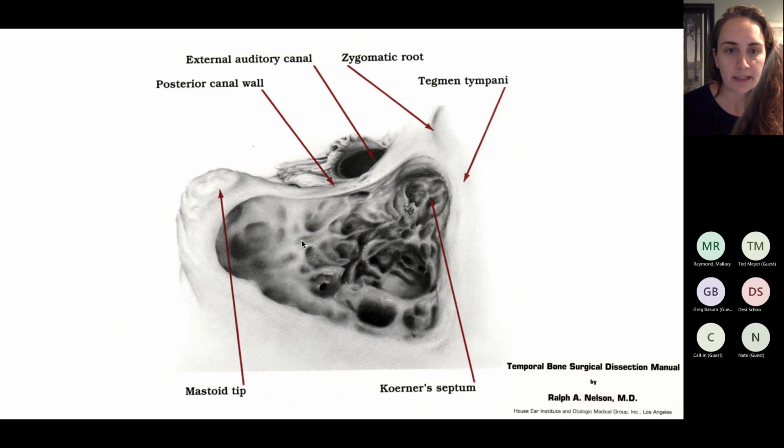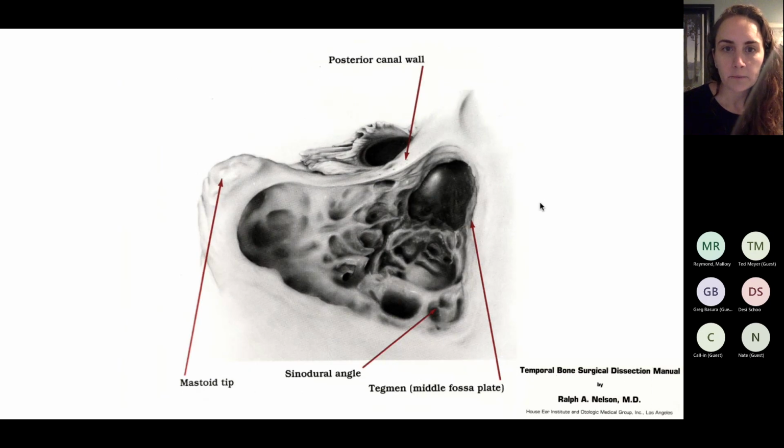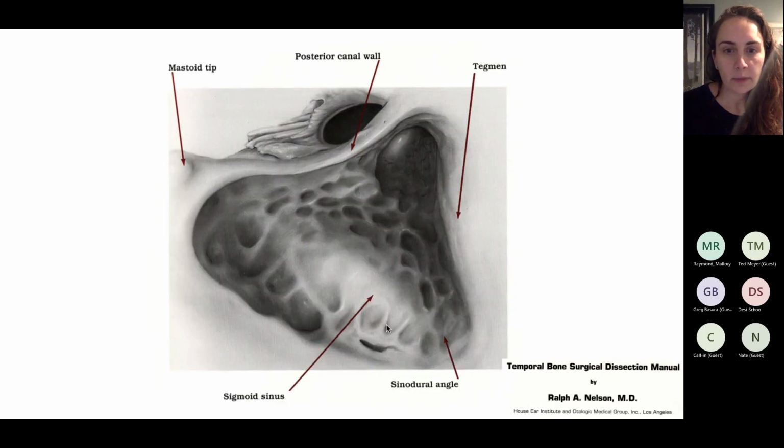This is showing the initial cortical mastoidectomy with Körner's septum. Again, this is superior, this is posterior, anterior here. Here's our ear canal. We're entering in towards our antrum. We're kind of defining our sinodural angle and mastoid tip. Here we're starting to find our sigmoid sinus and our sinodural angle.